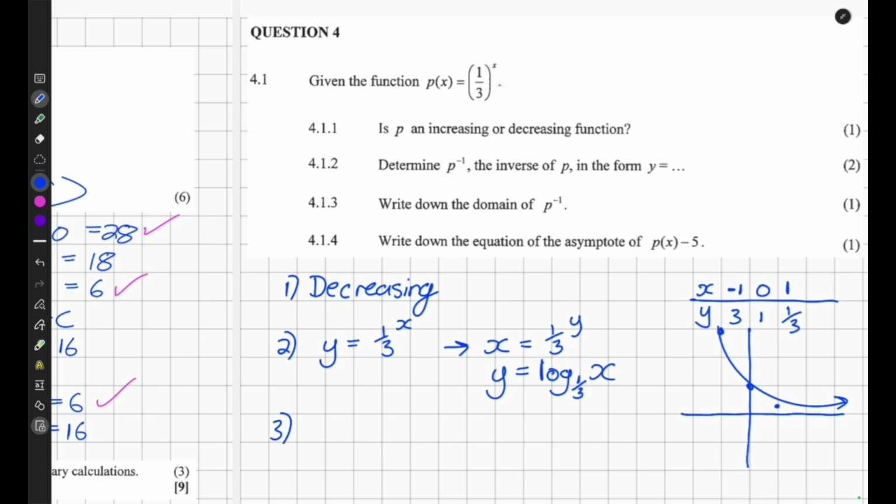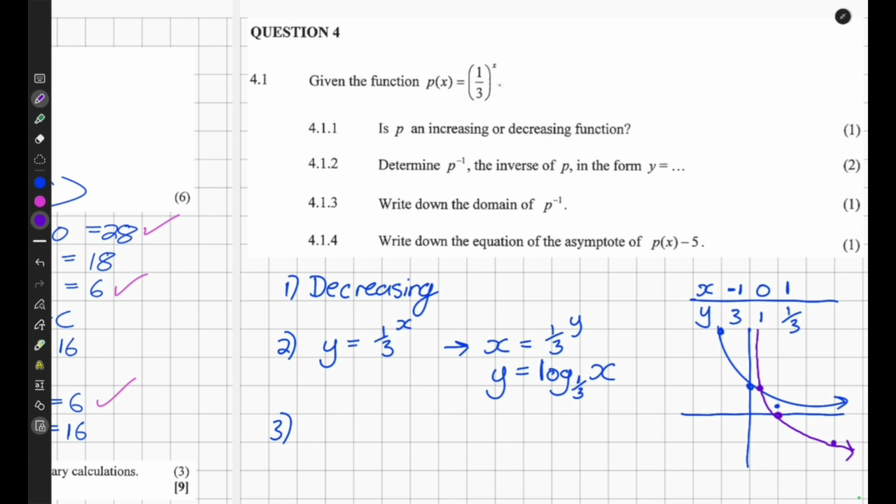So if you remember from log functions, I can just take my little sketch and switch all the coordinates that I got. So if the first coordinate was minus 1 and 3, it would now be at 3 and minus 1. The middle coordinate was 0 and 1. This becomes 1 and 0. And then the other coordinate would be a third and 1. So my graph would look like this.